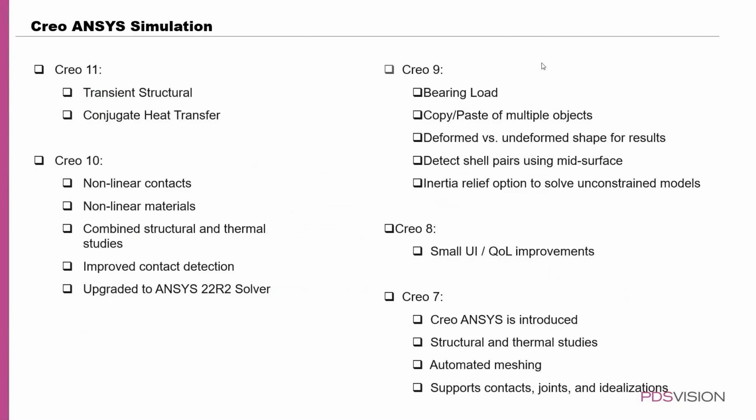Additionally, with Creo 10, you get nonlinear contacts, so you can add friction between assemblies. You have nonlinear materials, which for a long time was the reason that companies weren't going to this tool. They needed nonlinear materials and they weren't supported yet, so that's really big as well. You have combined structural and thermal studies as well. Creo 11, we get transient structural analysis. As I said, transient thermal was delayed. So we don't have that yet, but we do have conjugate heat transfer. So for example, liquids transferring heat to solids, things of that nature.